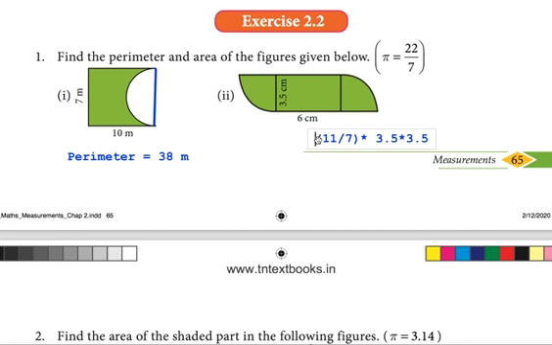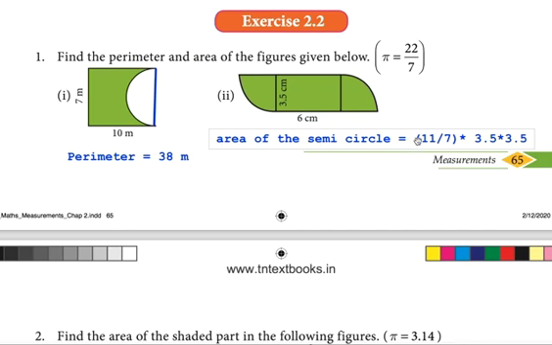So this is the area of the semicircle. The 7 will go 2 times. 11 into 3.5 by 2 is the area of the semicircle. 11 into 3.5 by 2, 19.25 meter square is the area of the semicircle.